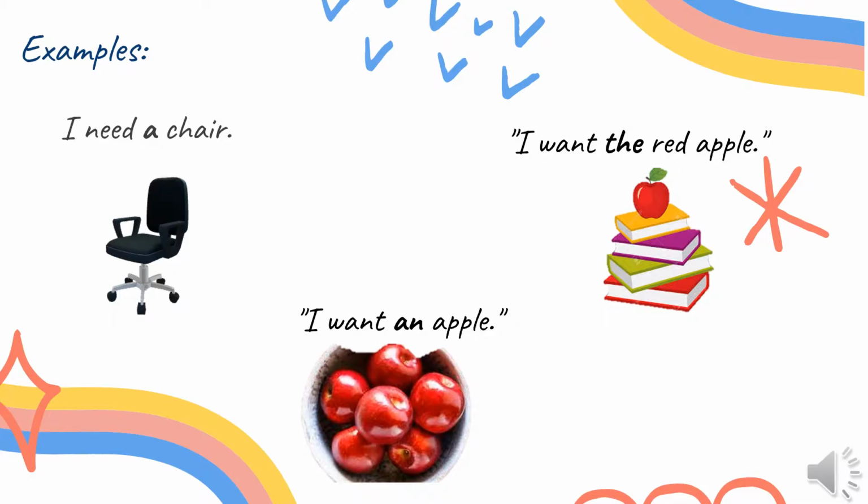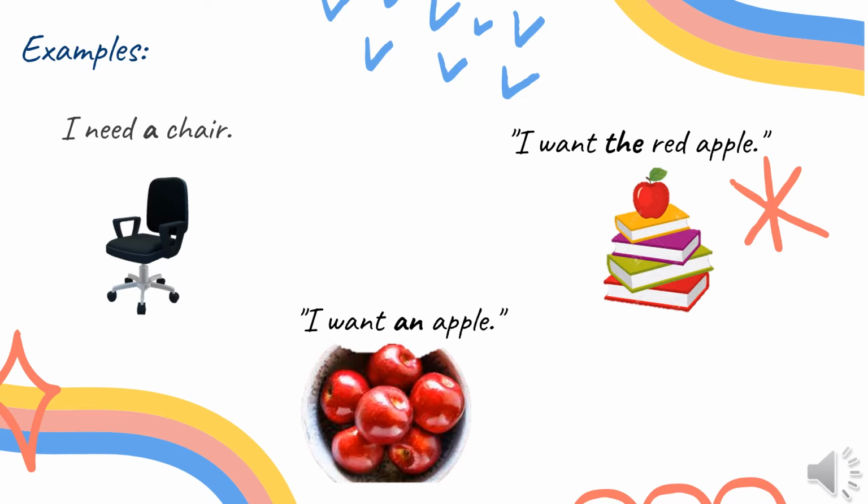Examples: I need a chair. I want the red apple. I want an apple. In the first sentence, we find the article a. It shows us that the speaker does not need a specific chair. He can have any chair.